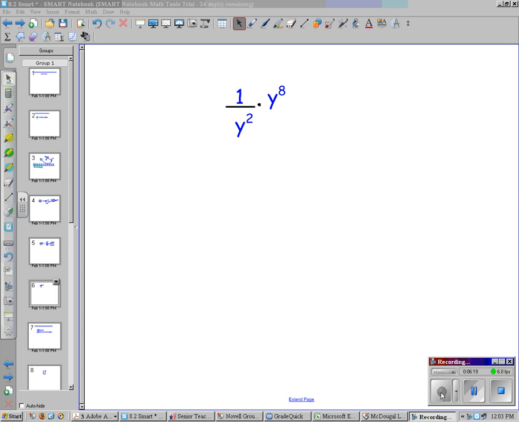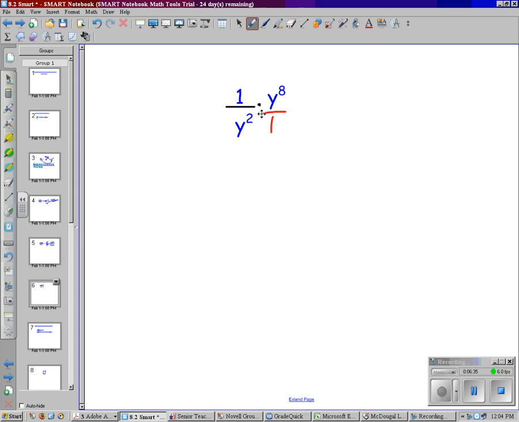Do we have a consensus as to what we think? Where is the y to the 8th? Is it in the numerator or is it in the denominator? What are you thinking here? Ben? Numerator. It's in the numerator. Good, good. So I'm going to put over 1. If you thought denominator, please notice, it doesn't have something over y to the 8th. It's y to the 8th. Think of that as over 1.